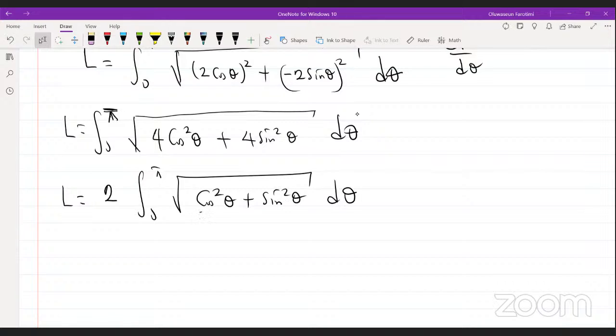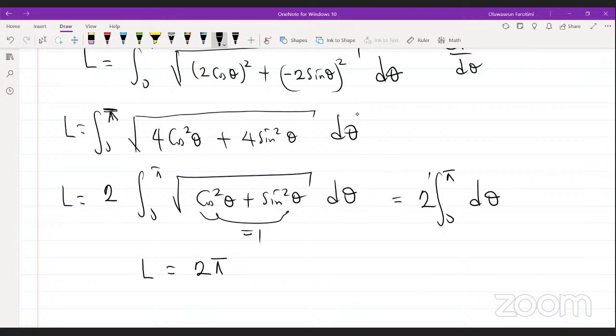But talk to me, guys. What is this? This is just equal to 1. And what is the square root of 1? The square root of 1 is 1. Got 2 times the integral from 0 to pi of d theta. All right. So finally, what do we have, guys? Just 2 pi. Just 2 pi. So the whole concept of arc length is a very easy part.